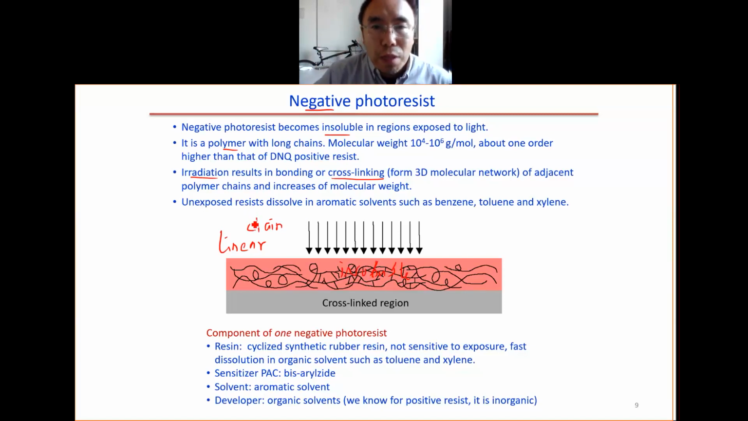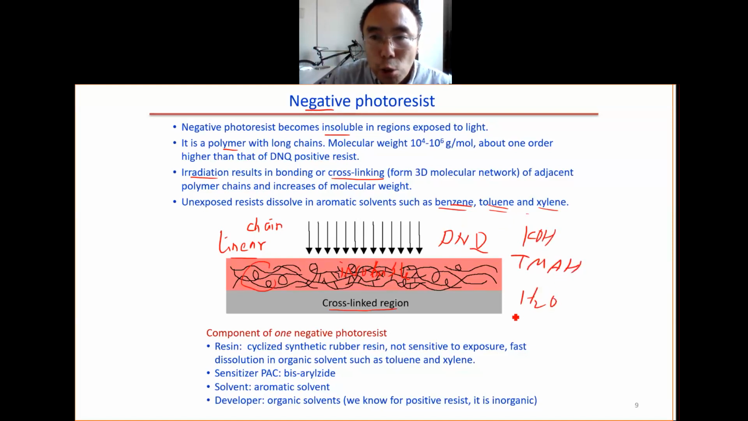The developer is a solvent, like benzene, toluene, and xylene. Those are the developers for this resist, because those solvents can remove the unexposed linear chains but leave behind the cross-linked region. This is different from the DNQ resist. For the DNQ resist, we use TMAH, which is a water-based developer, but here the developer is a solvent. So this is the negative resist.